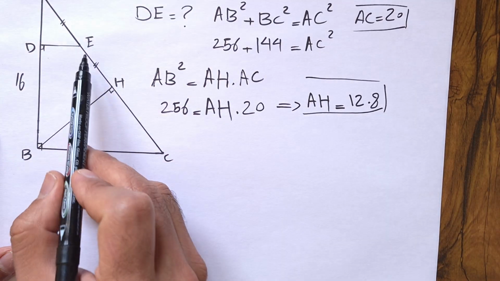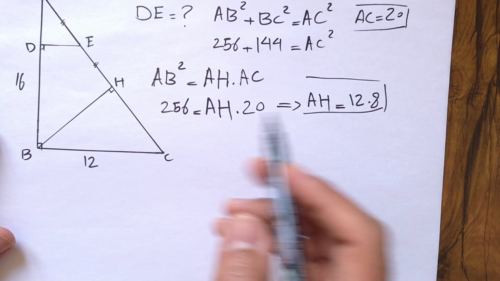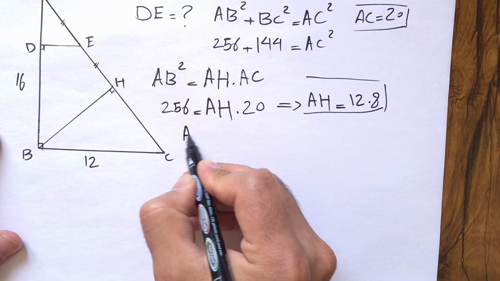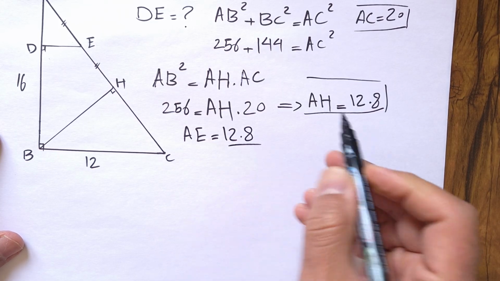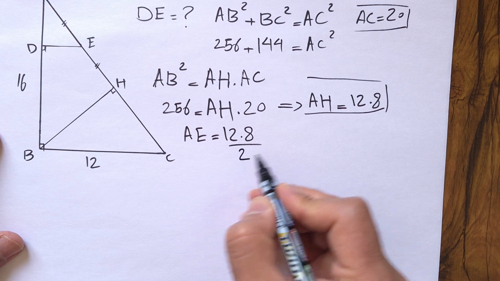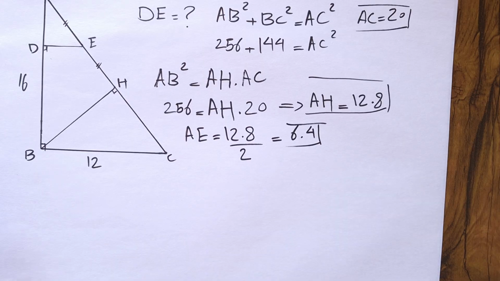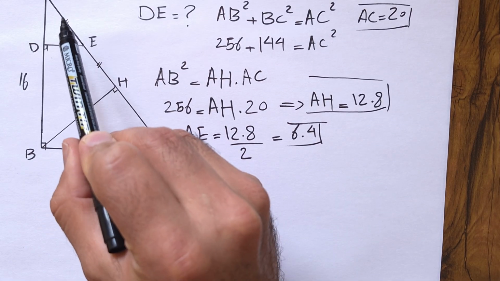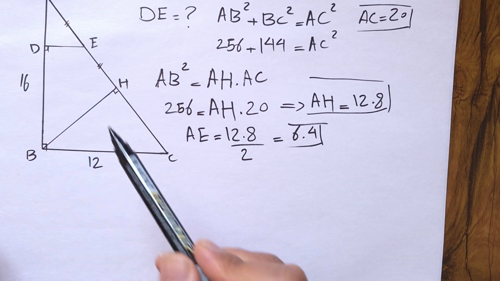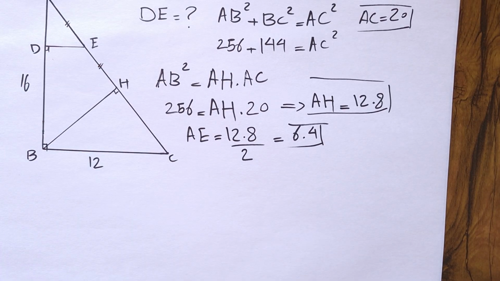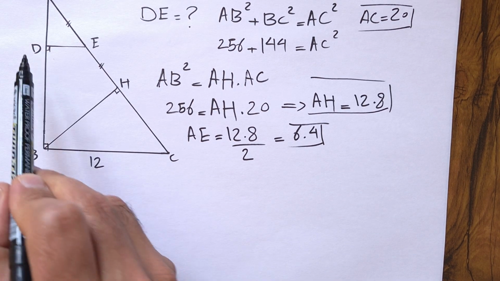We know that AE and EH are the same, so they are equal. So we can say, for example, AE equals 12.8, which is AH divided by 2, which is 6.4. Let's also put a box around it. So now, after having found AE, and we have the legs here, so AB, BC, we can now just write down the Thales theorem, just very easily calculate DE.